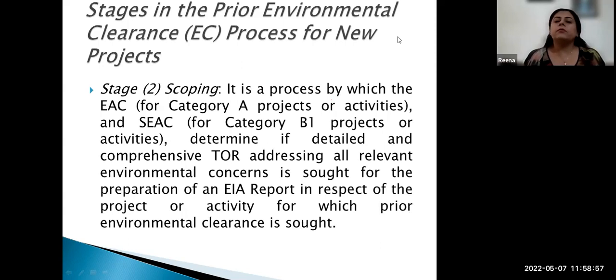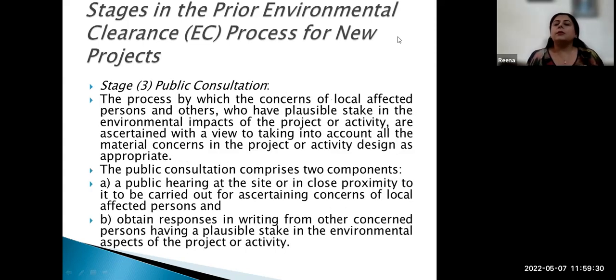Scoping is the process where the Environment Assessment Committee for category A projects, you have EAC. For the state level committee, you use the term SEAC. So EAC is the Environment Assessment Committee at the central level, and State Environment Assessment Committee for category B1 and B2 projects. So it is determined if detailed and comprehensive TOR is required, then you will go for obtaining TOR before starting the EIA. Again, stage 3 is the public consultation.